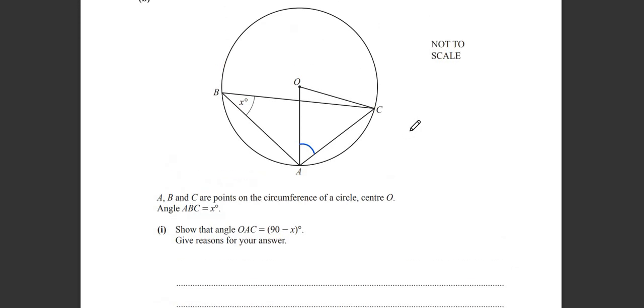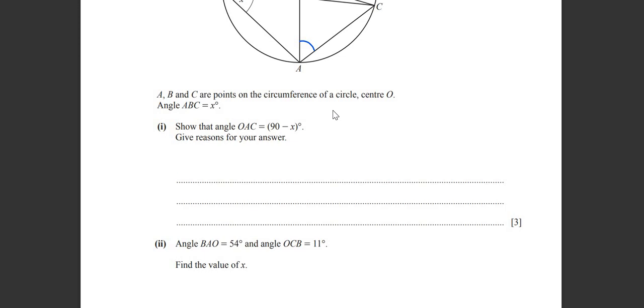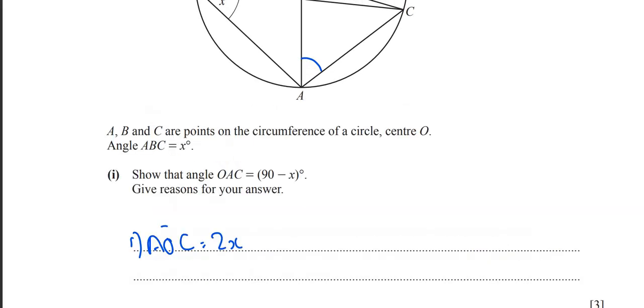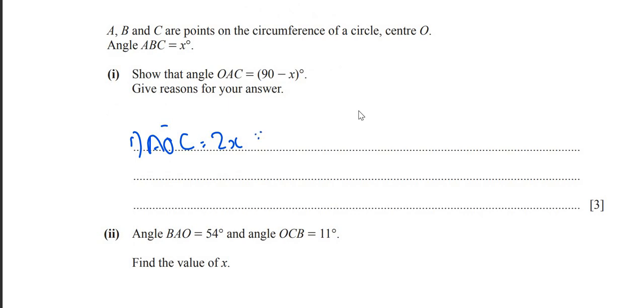So look guys, to do this question, what you need to understand is that this is the angle at center. AOC is the angle at center. Angle at center is twice the angle at corner, and the angle at corner is x. So the first thing that you will say is that AOC is equal to 2x. Now what's the reason for 2x? Because angle at center is 2 times angle at corner.